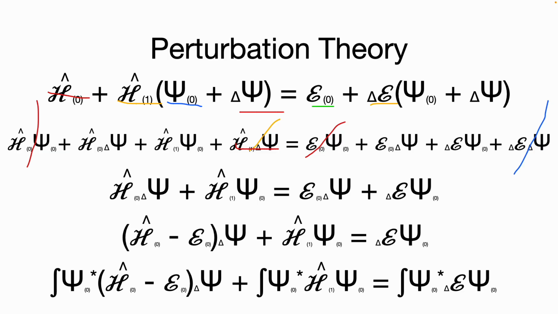Now we are left with a relatively simpler looking expression, and what we do is to collect the like terms and get an expression that looks like this. Now what we do is to multiply the complex conjugate of psi 0 on the left hand side and the right hand side and integrate it over all volume.